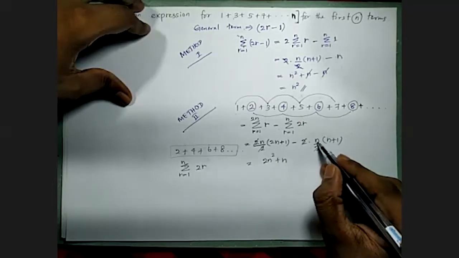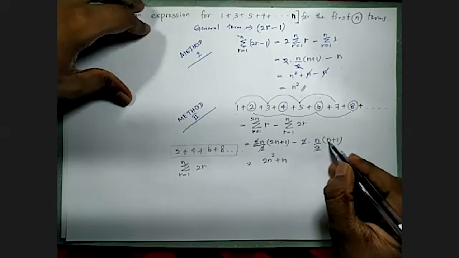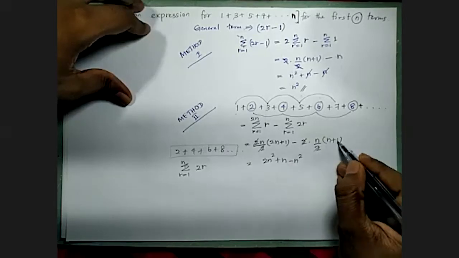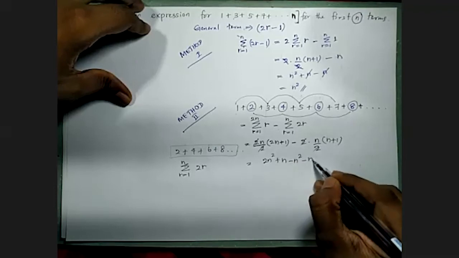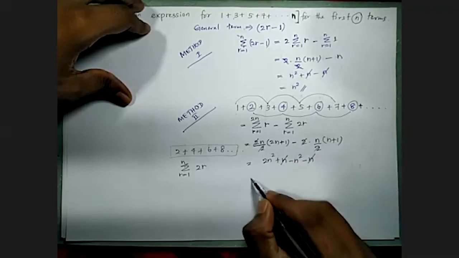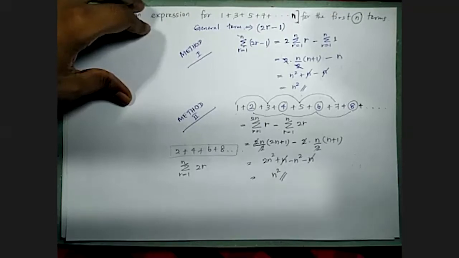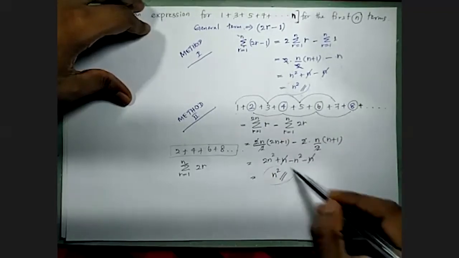Here, n into n square, that is minus n square. N into 1, that is also minus n. Minus n plus n get cancelled. 2n square minus n square, answer is n square. See, we get the same result.